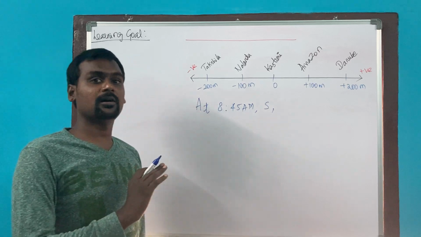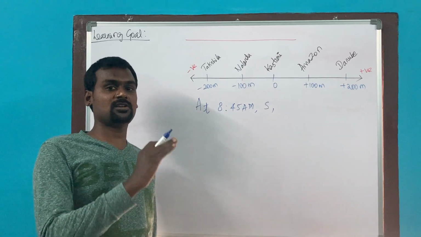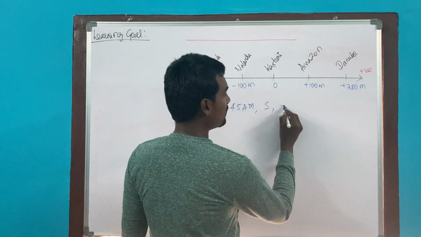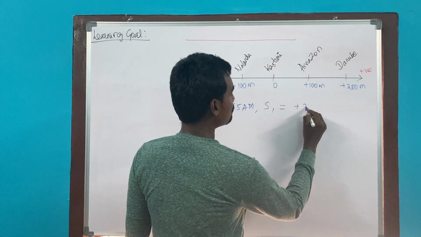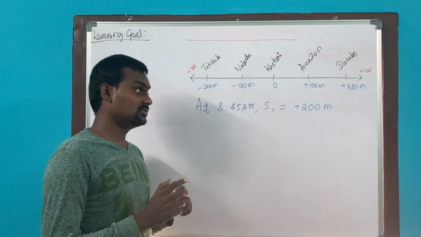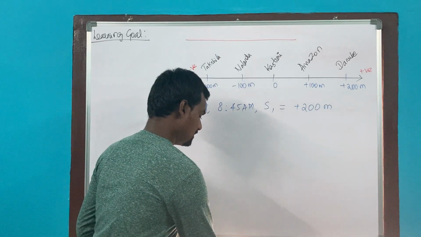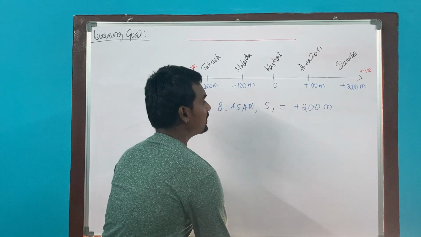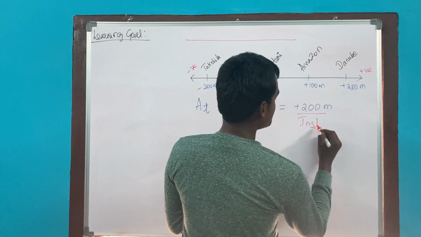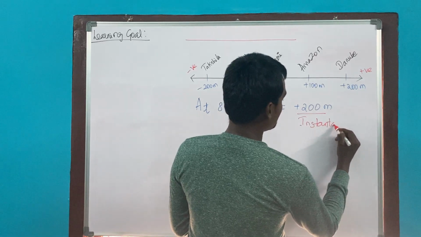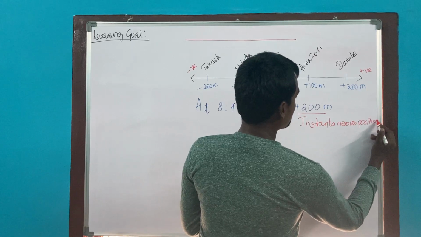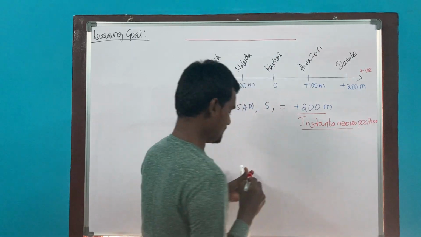Yes. Please remember, we use the symbol S for position and displacement in physics. So our position is S1, which is going to be plus 200 meter. Now, this position of hers is called as the instantaneous position. Now, what does the word instantaneous mean?